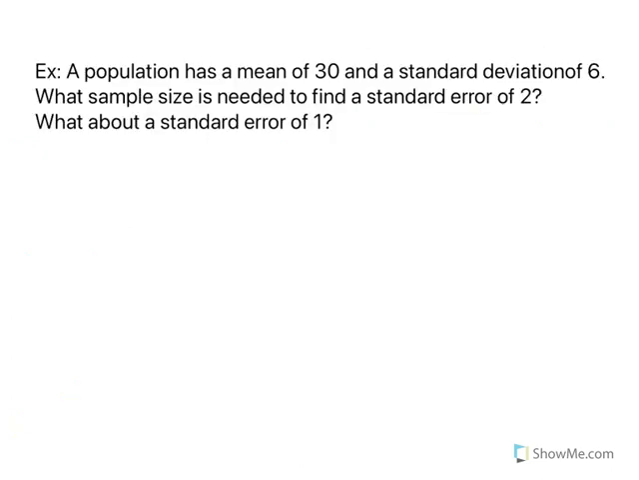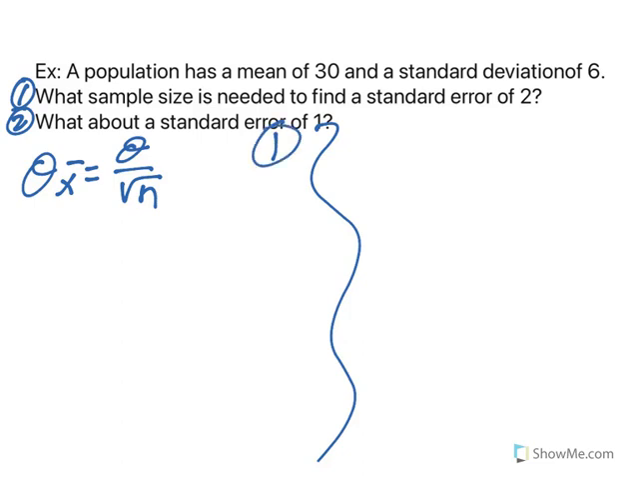So let's do an example. A population has a mean of 30 and a standard deviation of 6. What sample size is needed to find a standard error of 2? What about a standard error of 1? So we're going to do 2 questions here just to see the difference. So if I'm talking about standard error, standard deviation divided by the square root of the sample size. So we'll call this number 1.